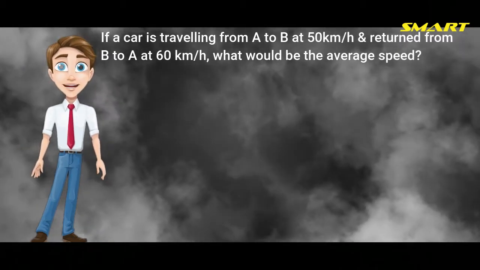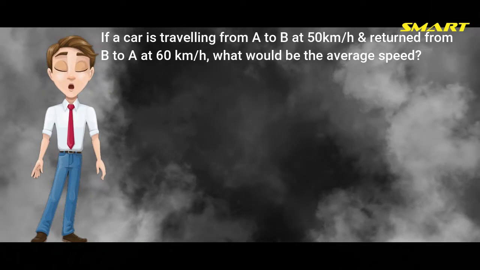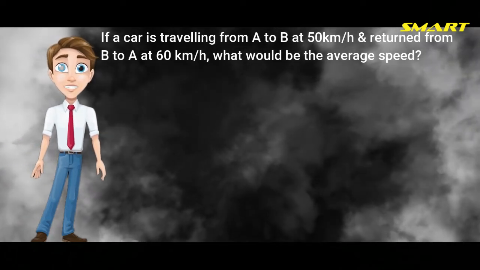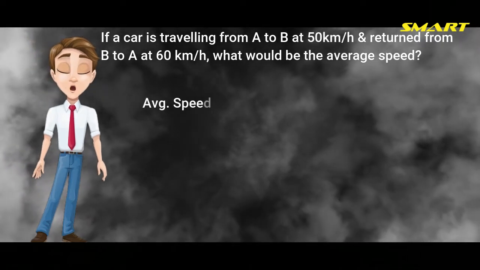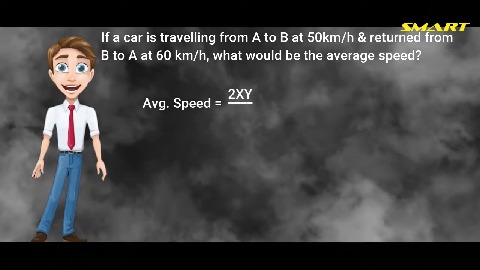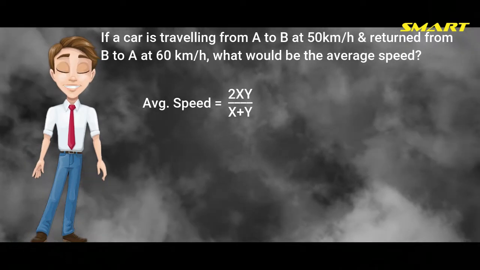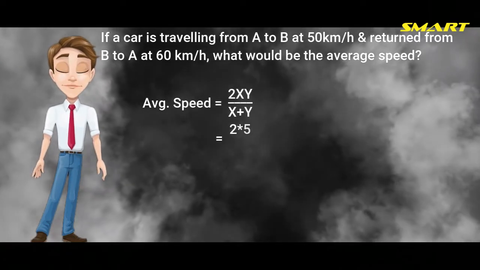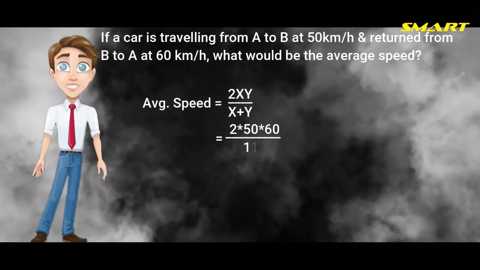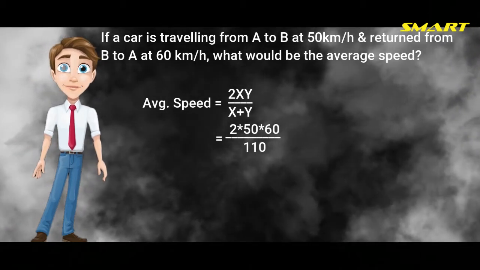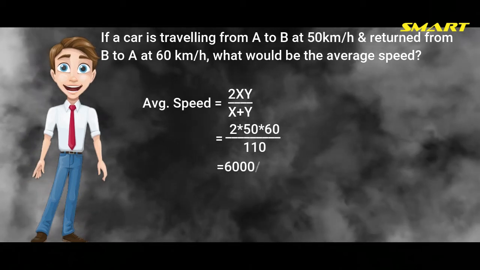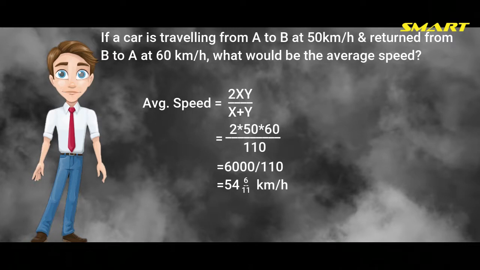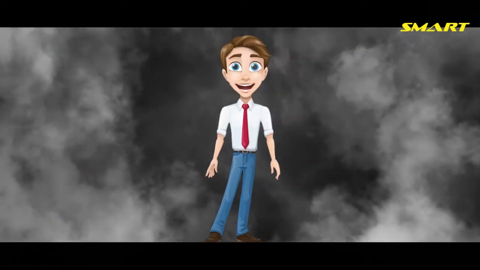Here the car is covering the same distance, and we know when distance is constant and only 2 speeds are mentioned, then average speed will be equal to 2xy divided by x plus y. Applying the values in the equation, simply we can write 2 into 50 into 60 divided by 110, and it is nothing but 6000 by 110, and we'll get a value of 54 and 6 by 11 km per hour. Hope you are clear with the sum.